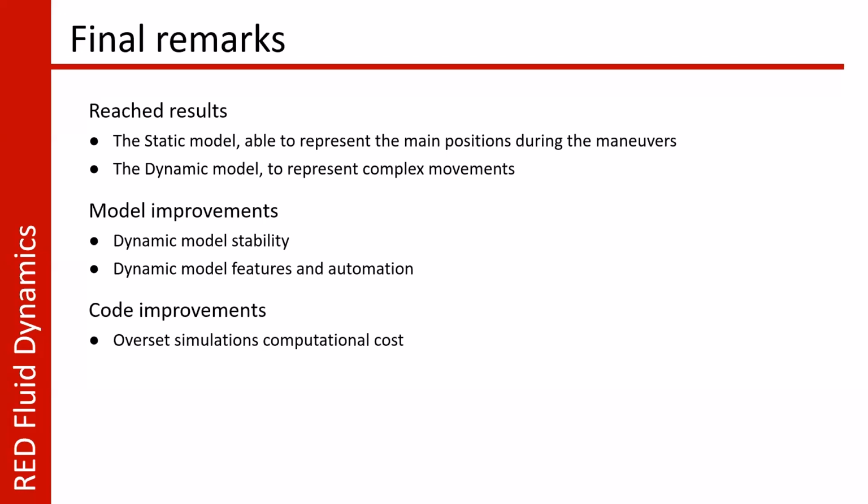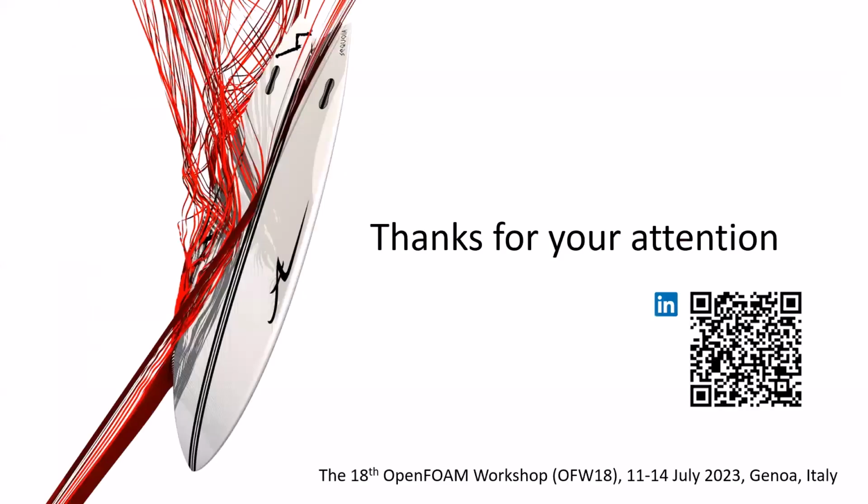And for sure, also from the point of view of the code, the overset is not exactly suitable because of the computational cost associated particularly to the interpolation of the results from the background grid, so the static grid, to the moving grid. And so it has to be improved a little bit to be more suitable for this application and for sure for many other applications. Thanks for your attention.